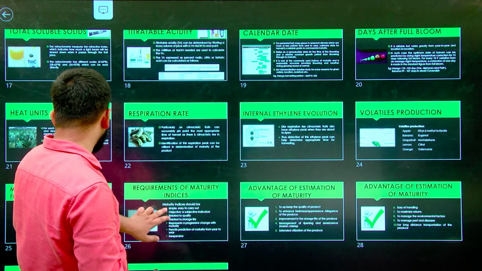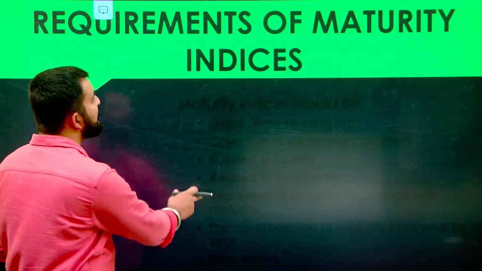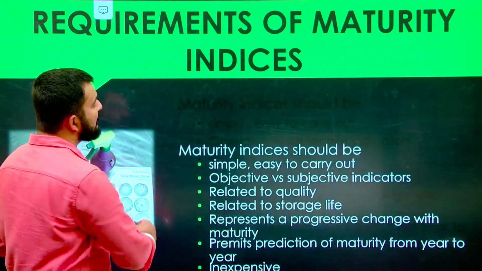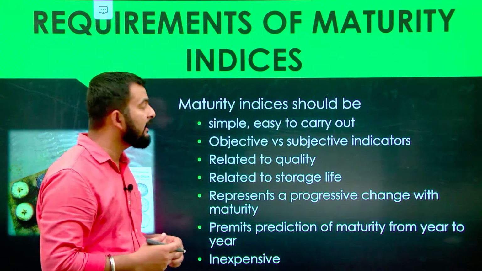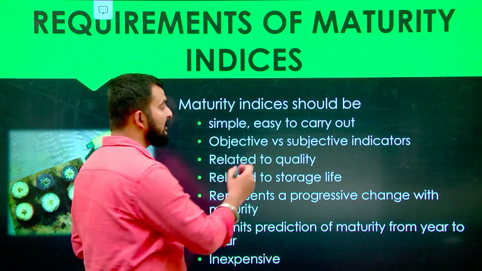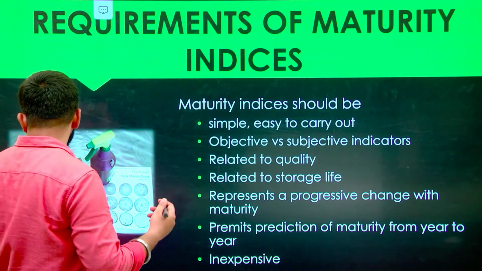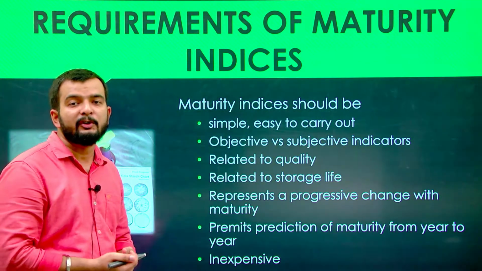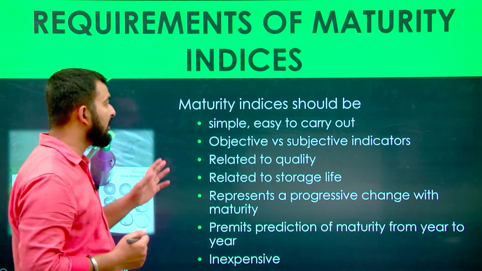Now coming on to why we require this maturity index. What is the requirement of these maturity indices? These are required because maturity indices are simple and easy to carry out, and are objective versus subjective indicators. They will give you an idea of when to ripen or when to harvest your crops. So that is why we require this maturity index. Okay.